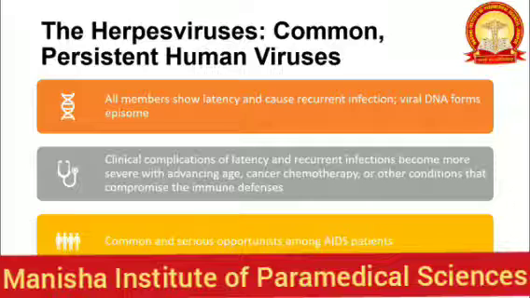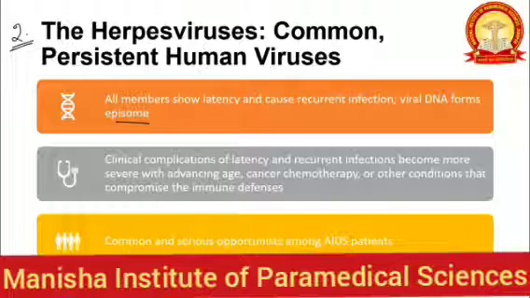The herpes virus is the second important and common virus known to cause human disease. All members show latency and cause recurrent infection. Viral DNA forms an episome and remains associated with the host, that means the human genome. And it can start an outbreak when it finds the environment in favor of its outbreak.